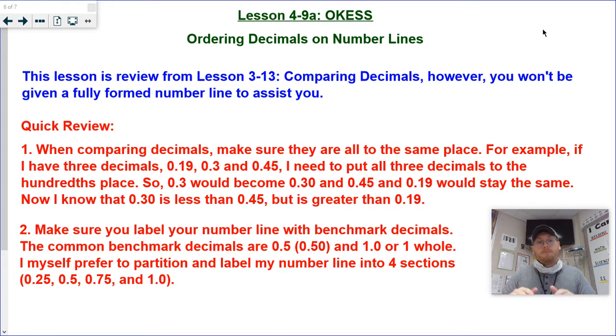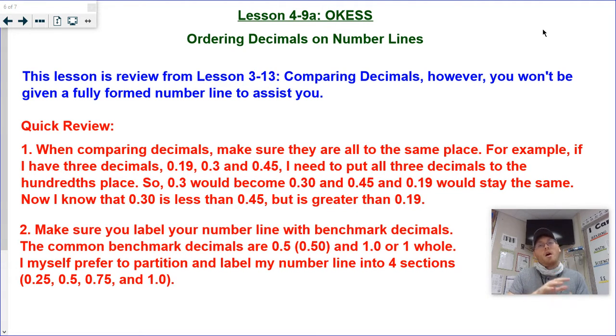Those stay the same. Now I know that 0.30 is less than 0.45 because 30 is less than 45, but 0.3 is actually greater than 0.19, or 30 is greater than 19. So now I would be able to order those from least to greatest. I would have 0.19 as my least, 0.30 as my middle number, and 0.45 as my greatest decimal.